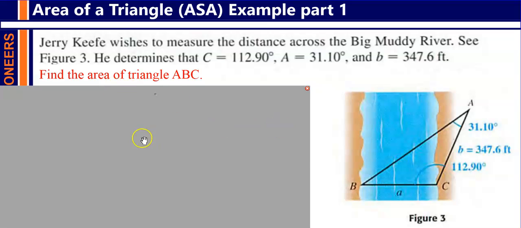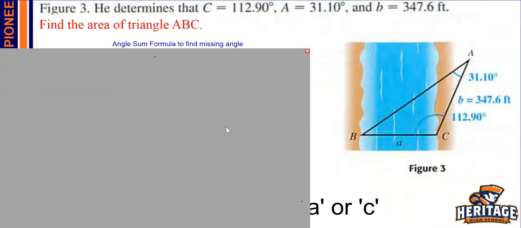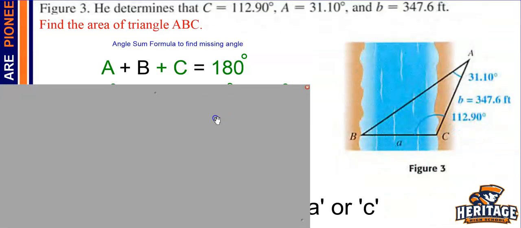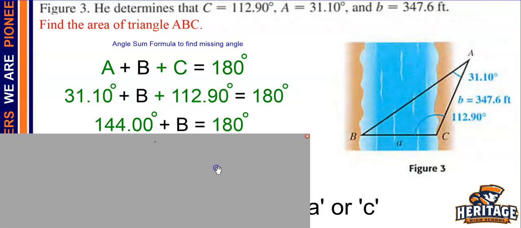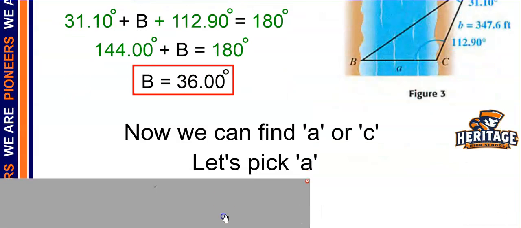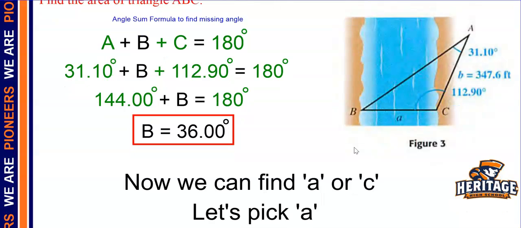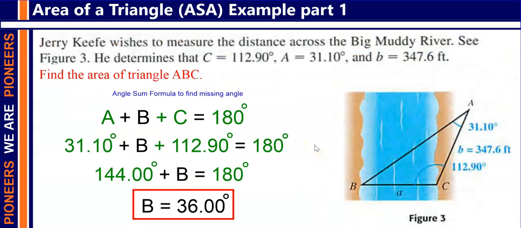We want to specifically find the area of the triangle that Jerry Keefe drew for us. So we have all these things given to us, and as you typically do, in order to change it to an SAS format, we still need to find the missing angle first. So we say, all right, A plus B plus C equals 180, plug in what we know, combine like terms, get B by itself, and we have B is equal to 36 degrees. Now we can find either A or C. You are not forced to pick one of them. You can pick one or the other, and we're going to go with A for now.